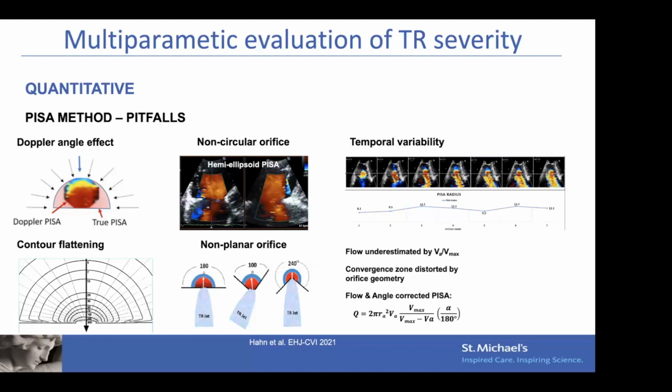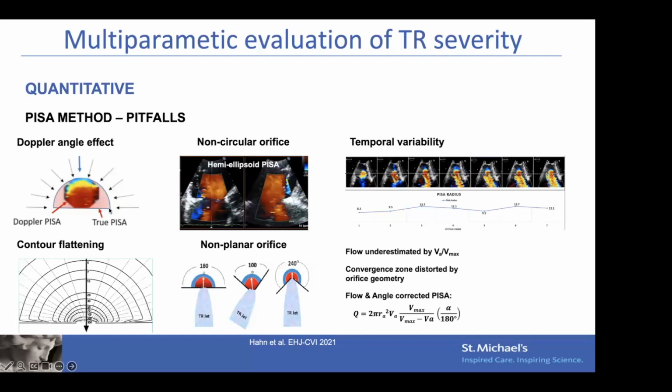The first one being the Doppler angular effect, and this actually goes back to the fact that the color Doppler will only show the velocity component of blood particles moving in the direction of the echo-insonation beam. So when the blood is approaching from the side, obviously the vertical component of this velocity will be less than the horizontal component.